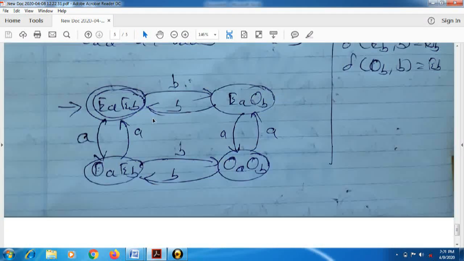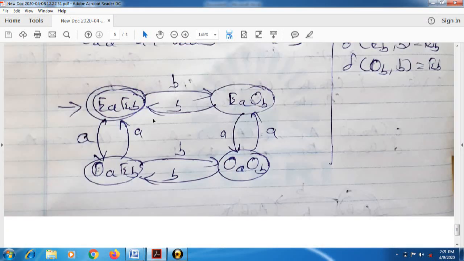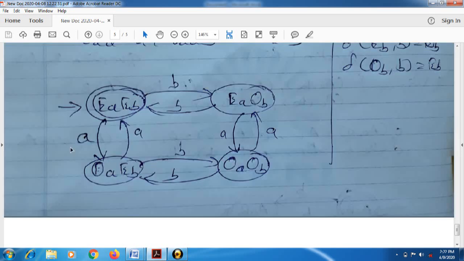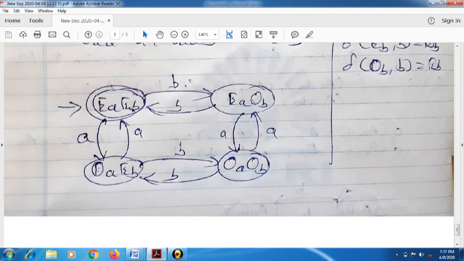Now see, suppose our string is AABB, meaning even number of A's are there and even number of B's are there. Now check. With A it goes towards here, with A it goes towards this state, with B it goes towards this state, then again B, and it finally reaches the final state. So this is the transition diagram for the given example. It is also called the DFA.